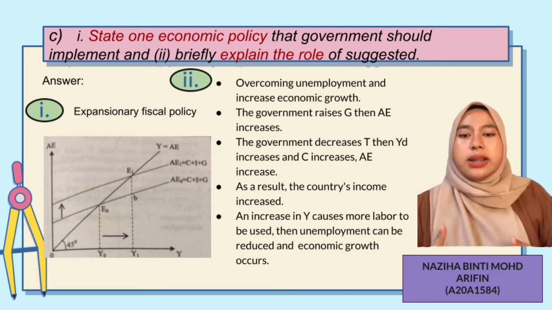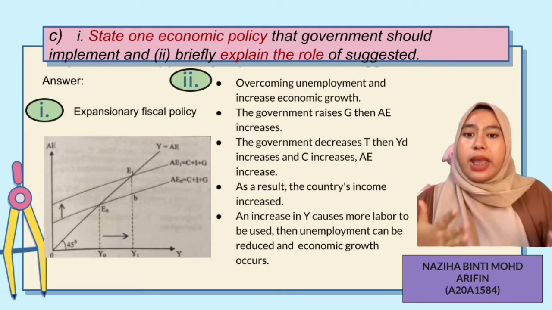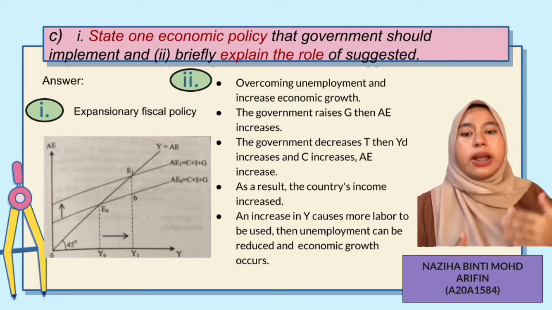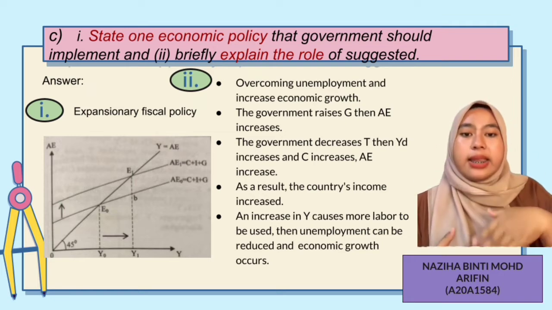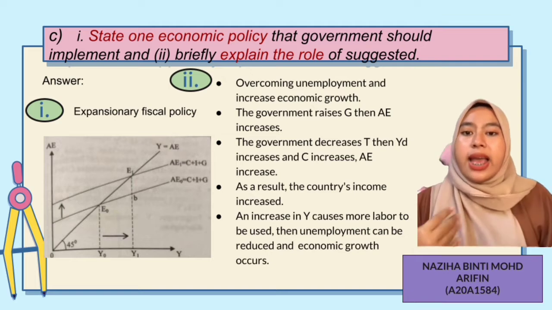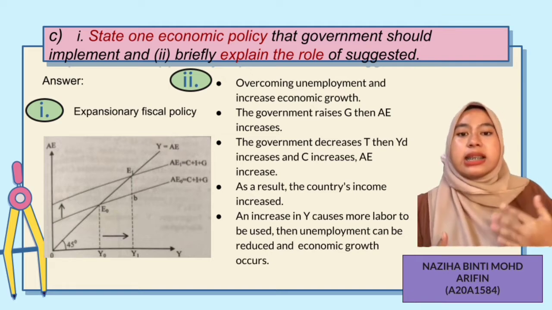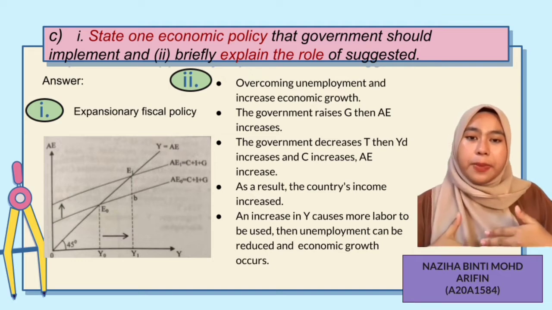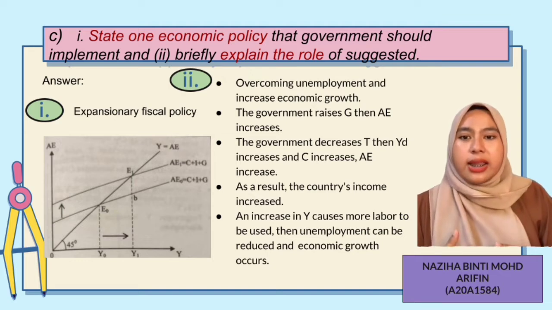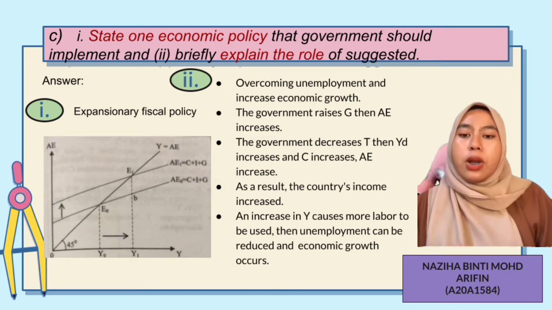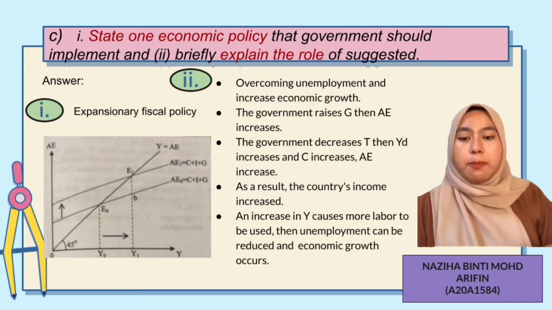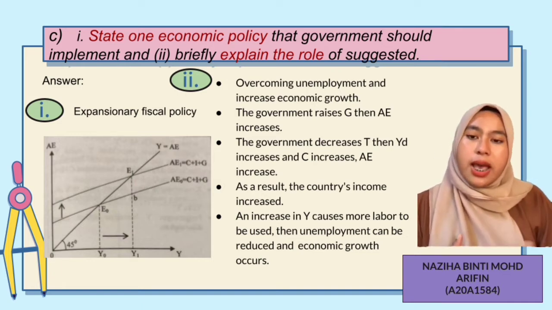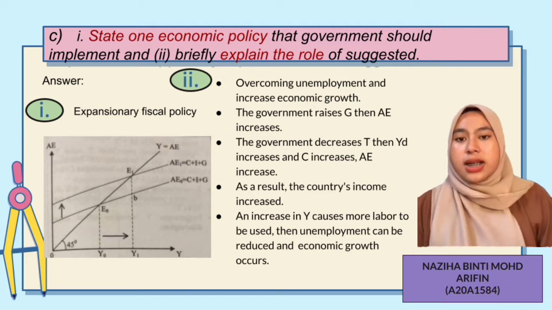When the government raises G, then AE increases. When the government decreases T, then YD increases and C increases, so AE increases. As a result, the country's income Y increases, which requires more labor to be used, then unemployment can be reduced and economic growth occurs.